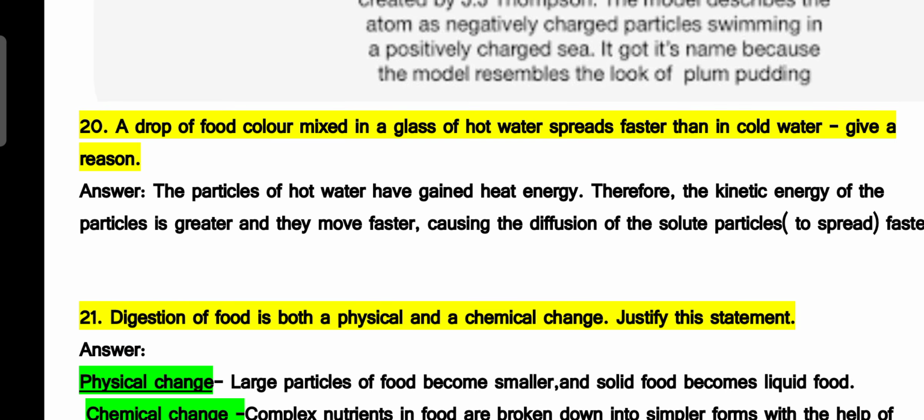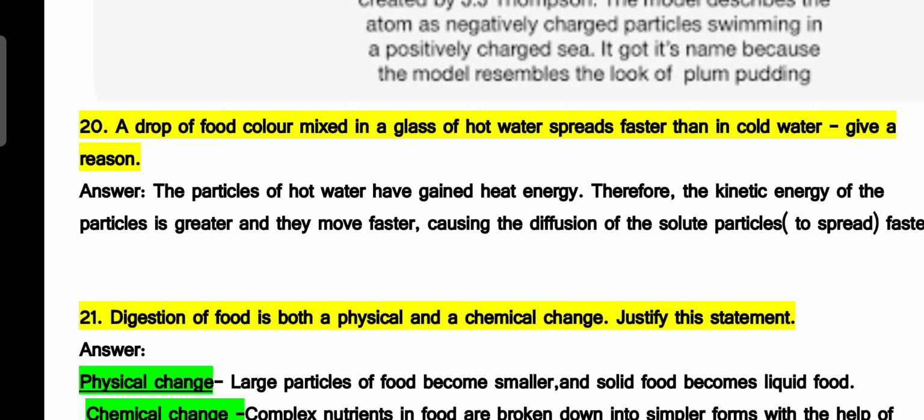That is the 20th question. A drop of food color mixed in a glass of hot water spreads faster than in cold water. Give reason. This is a very simple question. Hot water means having higher energy, that is heat energy. That means the kinetic energy of the particles is greater than in cold water. So these particles move faster and diffusion of the solute particles will be very fast. Solute is the colored food color mixed in the solvent, that is hot water.